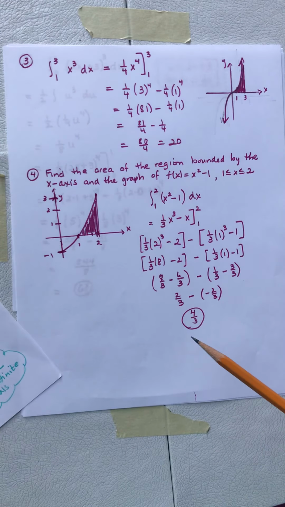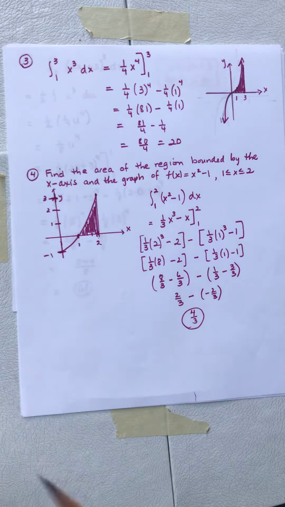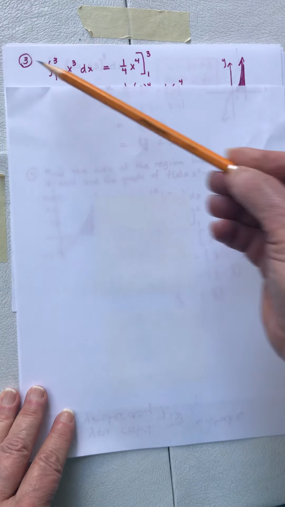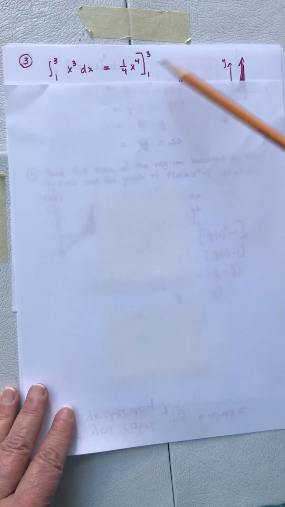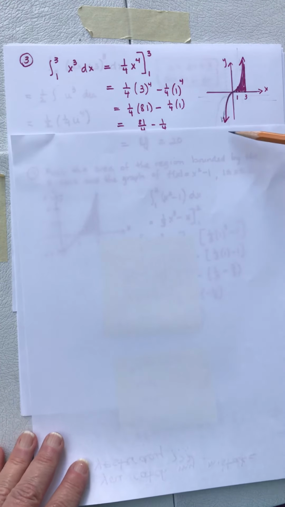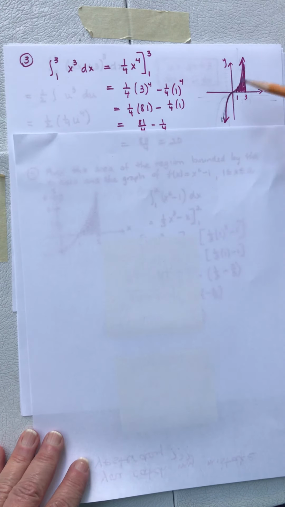Okay, so now what I did was I did some more problems so you could get the hang of it. So let's see what we've got. All right, so here's the first one. Number 3: the integral from 1 to 3 of x cubed dx. So what are we looking at? We're looking at the cubic function, y equals x cubed. Here it is, and we're integrating it from 1 to 3. So we're finding this area bounded by the curve, the x-axis, and vertical lines at 1 and 3.